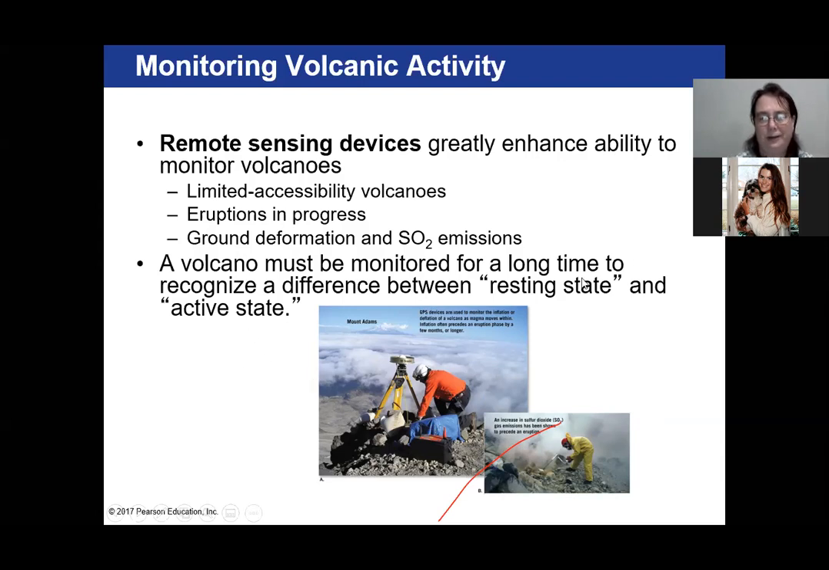So a dormant volcano is when it's resting, and then active is when it starts to emit different gases and raise or lower the land around it.